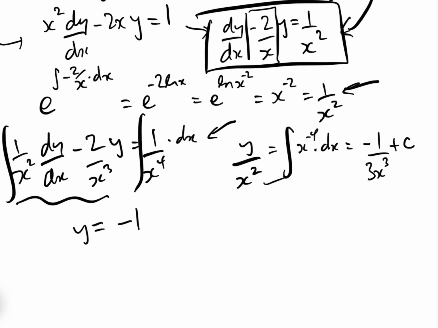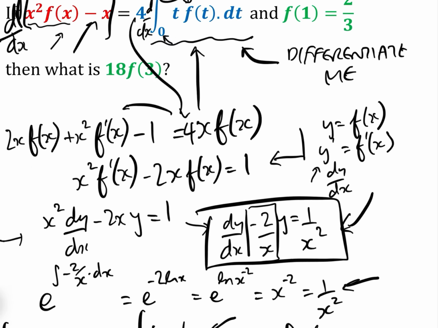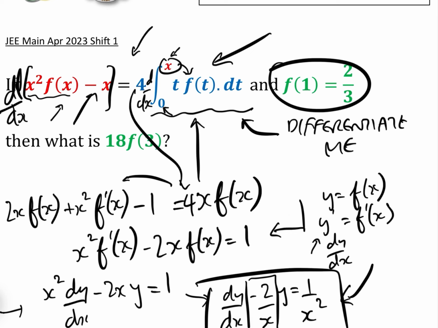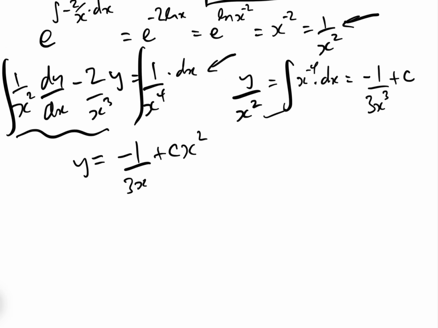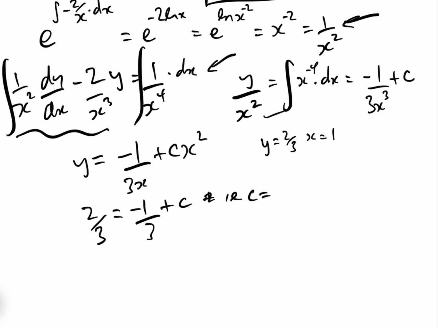And so now we have our equation: y equals, moving the x squared over, minus 1 over 3x add c x squared. And we are told the initial condition is that f of 1 equals 2/3, so basically y is equal to 2/3 when x equals 1. So let's stick that in. That gives us 2/3 equals minus 1 over 3 add c, i.e. c equals 1. So we know the equation is y equals minus 1 over 3x add x squared.